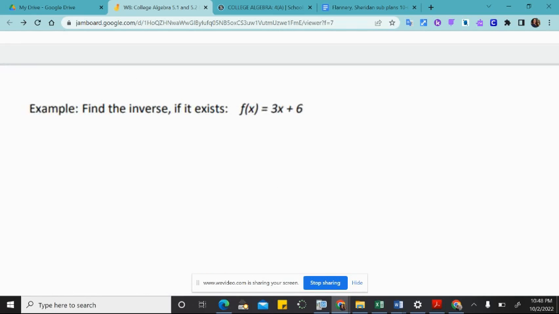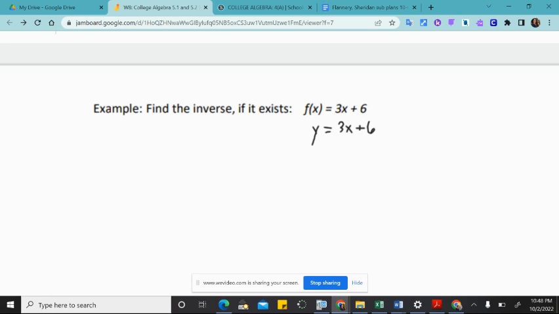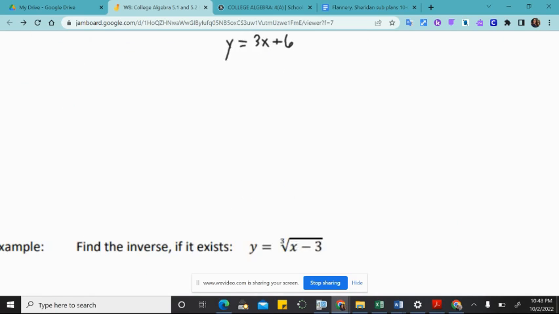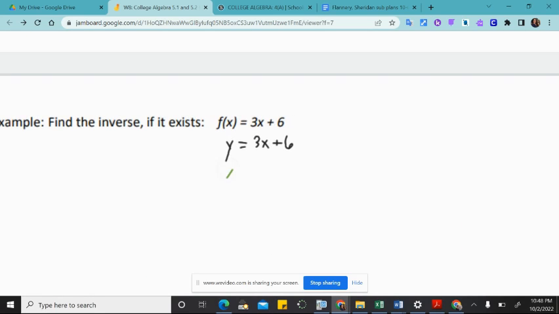Find the inverse if it exists. All right, let's try it. First, we're going to rewrite it as y equals. Then we switch-a-rooney the x and y. Switch the x and y, and then solve for y.